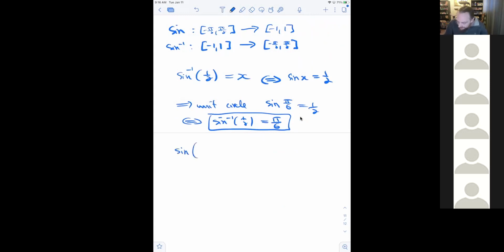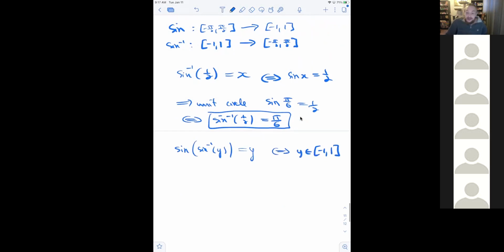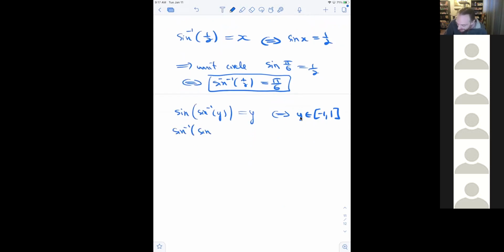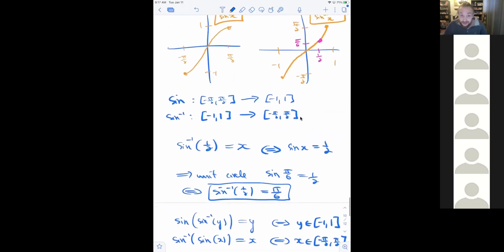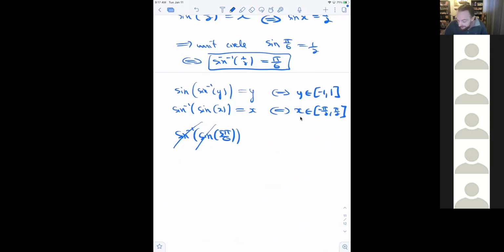Also, be careful: sine of sine inverse of y equals y if and only if y is inside -1 to 1, and sine inverse of sine of x equals x if and only if x is in -pi/2 to pi/2. And then immediately, yes, whoever said it, Clarissa. As soon as somebody tries to bait you into saying you can cancel, they'll give you sine inverse of sine of 5pi/6. And then you're like, well, I'm just allowed to cancel, so it should be just 5pi/6. And no, it's not, because 5pi/6 is not inside this interval -pi/2 to pi/2. So what do I do with this instead?